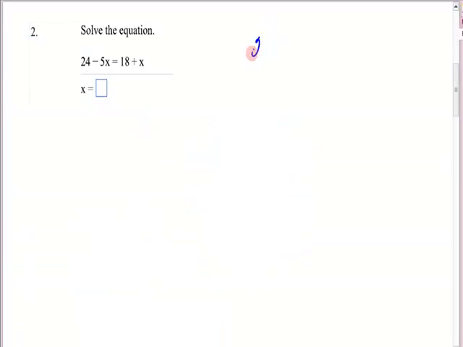All right, next one, I have 24 minus 5x is equal to 18 plus x. Can I simplify on the left? No. Can I simplify on the right? No. Are there variable terms on both sides? Yes. Now, this one over here has an implied coefficient of a 1, a positive 1. This one has a coefficient of negative 5.